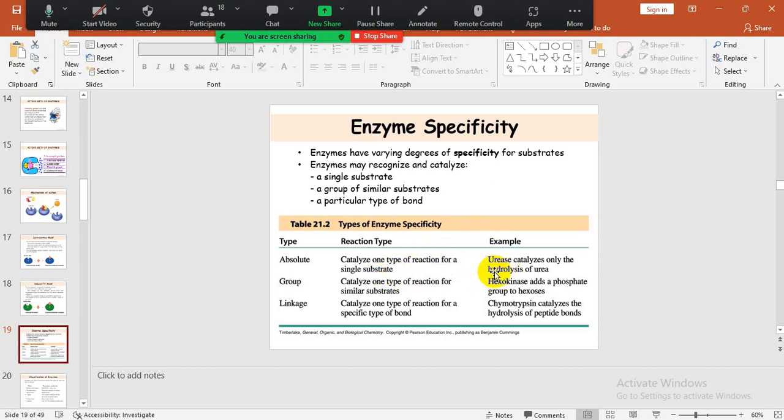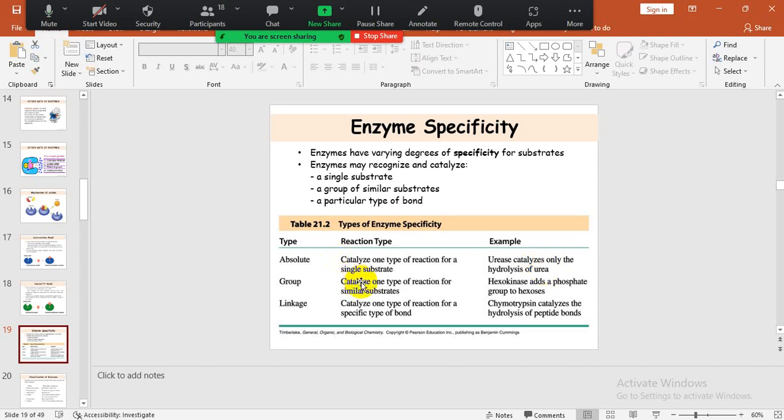So, for instance, urease is an enzyme. It catalyzes only the hydrolysis of what? Urea. Hydrolysis is what? Using water to break down a molecule or a compound. So urease uses water to break down urea. Urease acts only on urea, so it has a single substrate, which is urea.